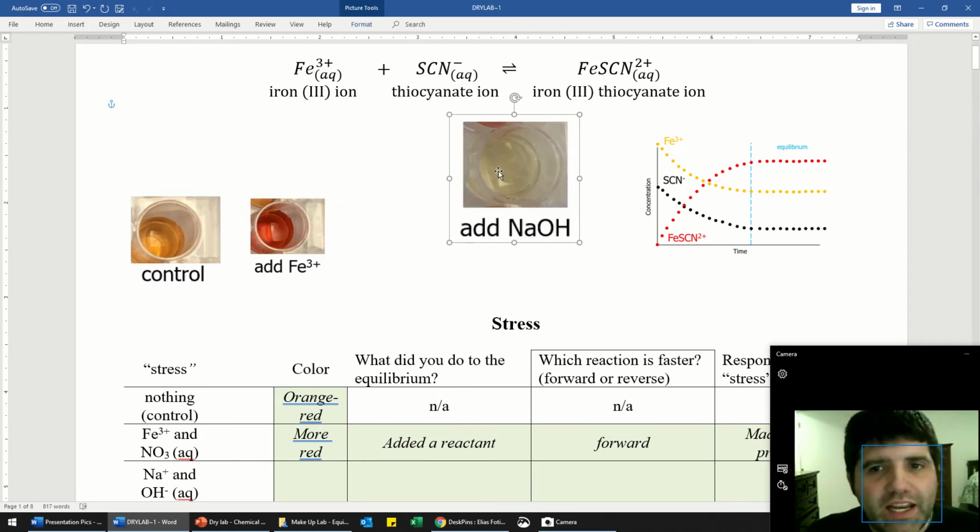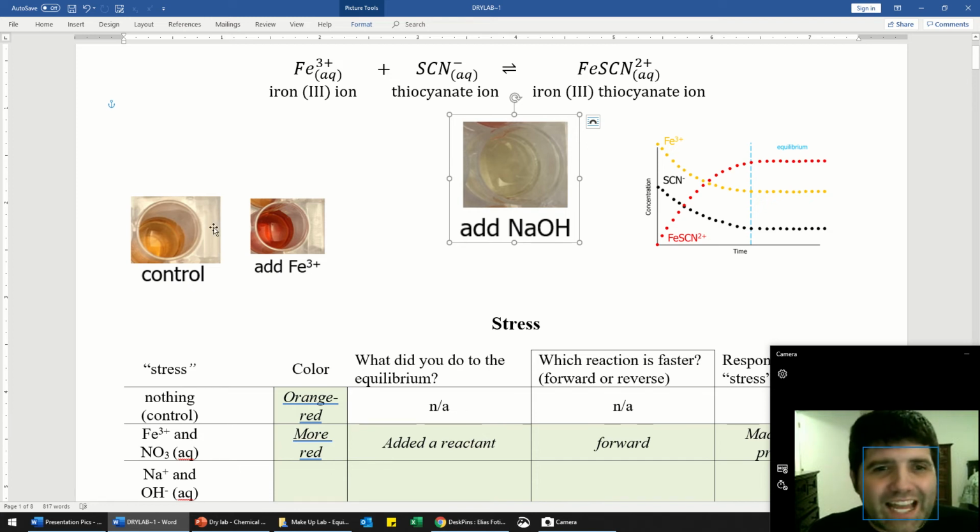So when you add NaOH, what this does is the OH, more specifically, the hydroxide ion, it binds with the iron ion right there, and it effectively removes it from this equilibrium. It makes it no longer available. So now what happens is, if there's less of the iron, it's less likely to run into an SCN ion. So what it does is it slows down the reaction going forward. So the reaction going forward slows down, and then by default, the reaction going backwards is now the faster one. It doesn't speed up, it's just that now it's faster than the forwards reaction.